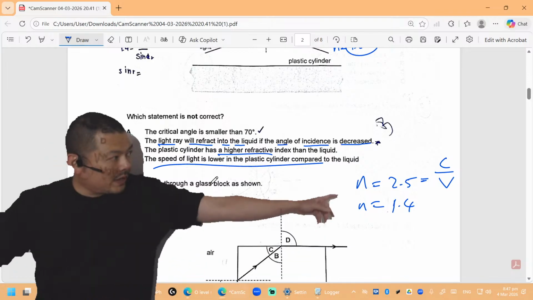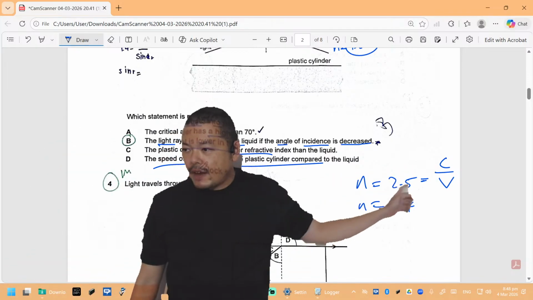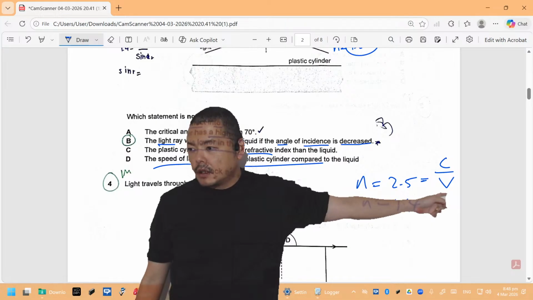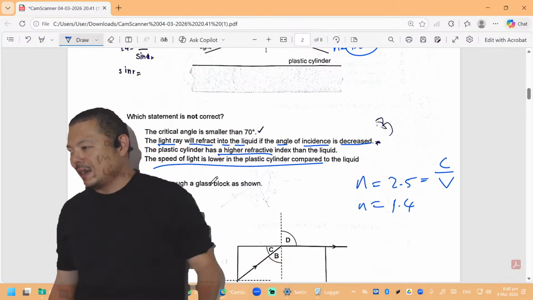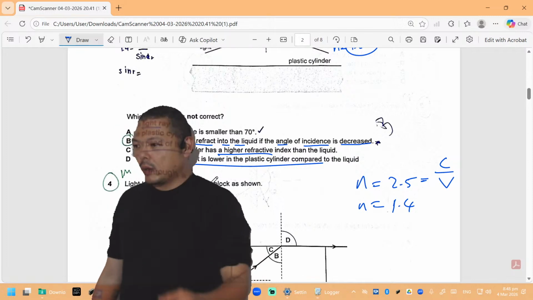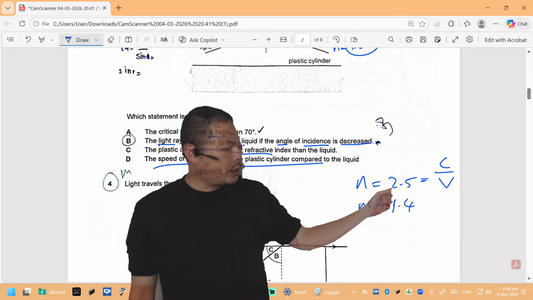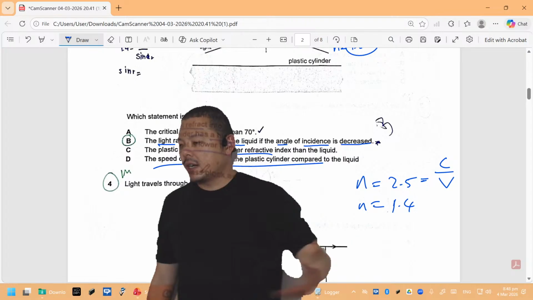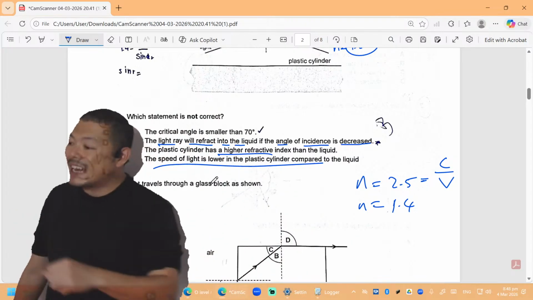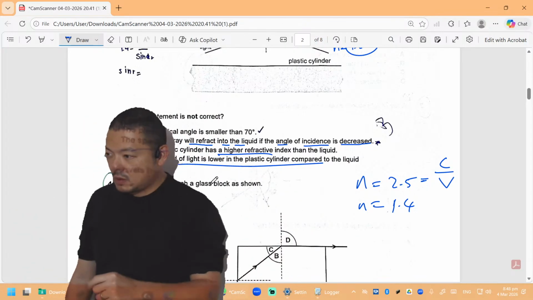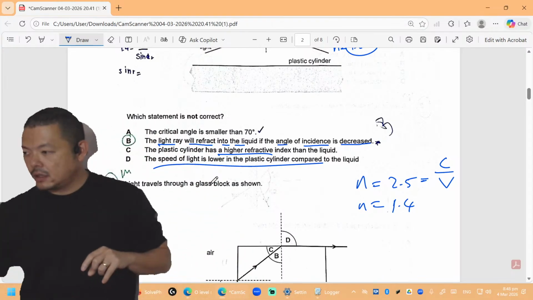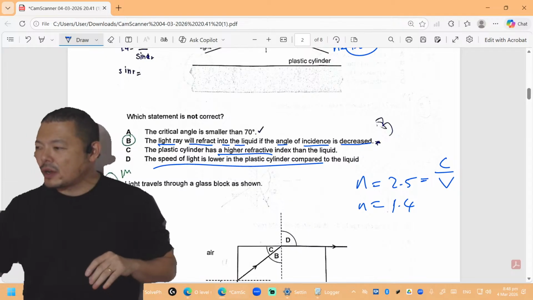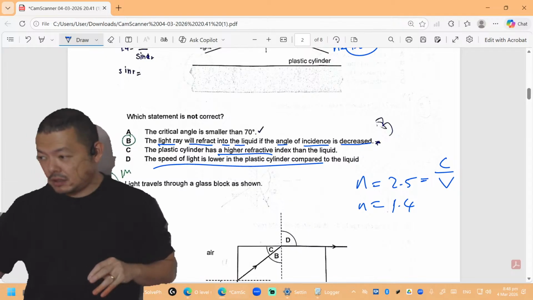So the speed of light in vacuum is 2.5 times the speed of light in the medium. Or you can say the medium speed is the speed of light divided by 2.5. So it's slower inside the medium. If you divide by 2.5 versus 1.4, the one divided by 2.5 will be much slower. So the speed of light in diamond is very slow, because diamond has a very high refractive index. That's why you have a lot of total internal reflection inside a diamond.